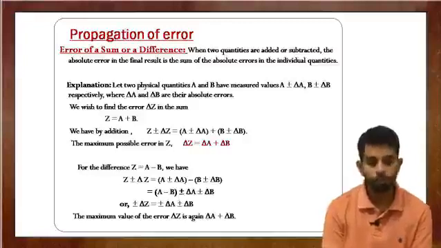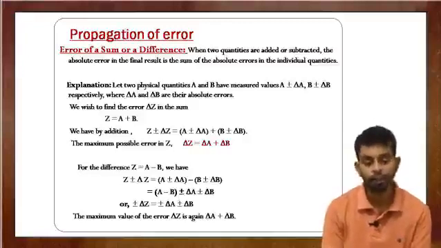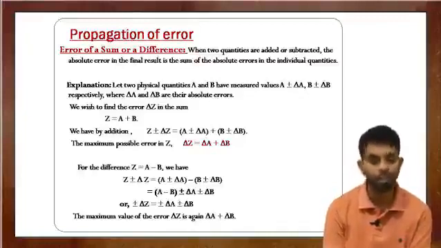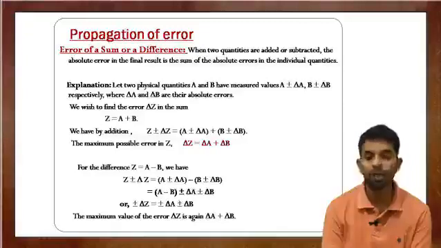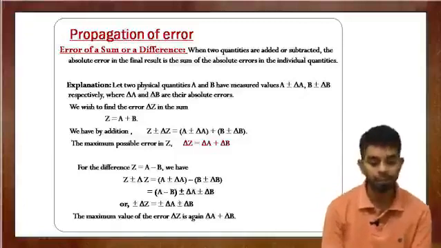Let one physical quantity be A and another physical quantity be B. Its measured value is A plus minus del A. Why plus minus del A? Because the error may be positive or may be negative. So the measured value of B is B plus minus del B. Del A and del B are the absolute errors in the measurement of A and B. So we want to find the error del Z in the sum.